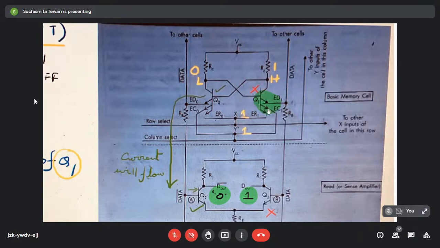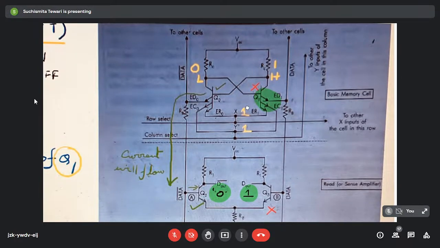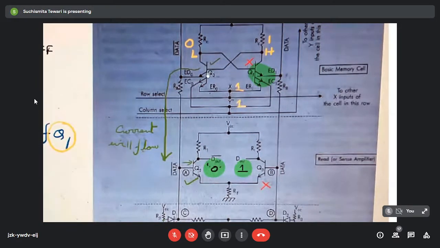So if it does not conduct, no current can flow through this ED1. But here, since this is conducting, a certain current will flow through this transistor following this path, that is ED0, this RB, this data bar line, and this. So here, when the current is flowing, it is going here, and it is switching on this particular transistor. But this transistor is not getting switched on because no current is flowing through here. This transistor remains non-conducting. So in this combination, we can see now this transistor is off, this transistor is on.